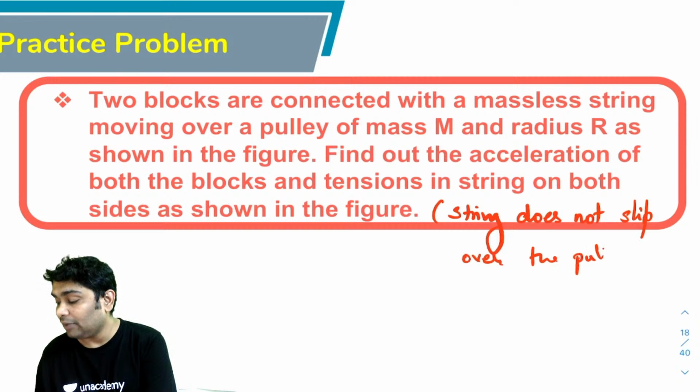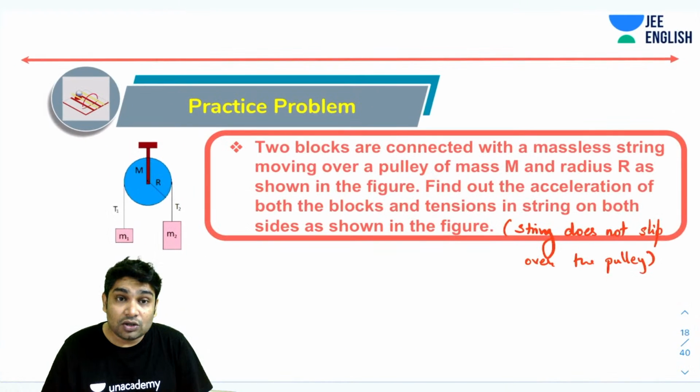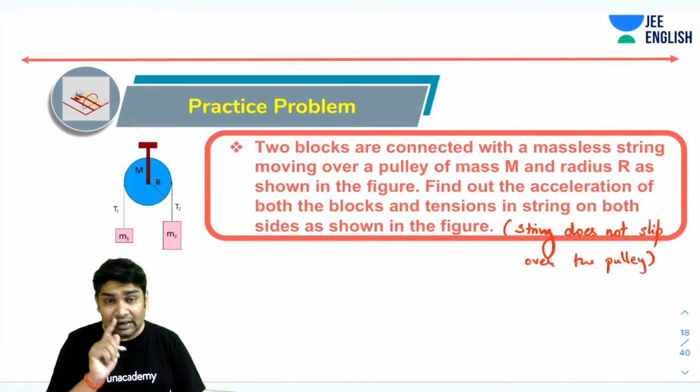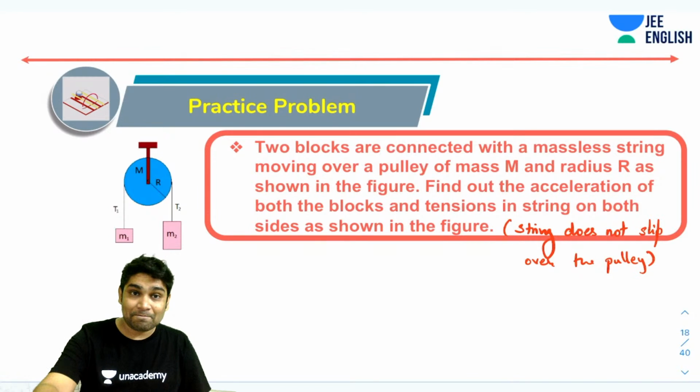So how will that happen? There has to be friction between the string and the pulley. Because of that friction, even if you had a massless string, the tensions on both sides of the string would be different. Please remember that. So how do you solve this? Take a try. Try solving this.